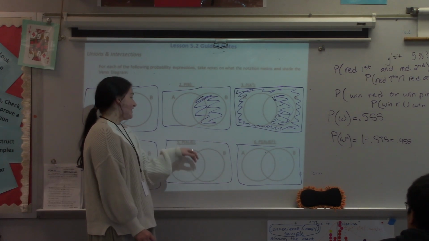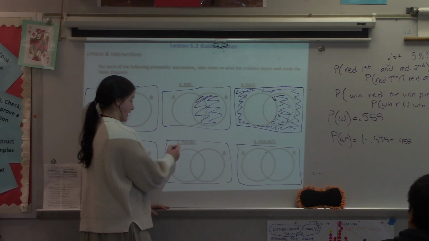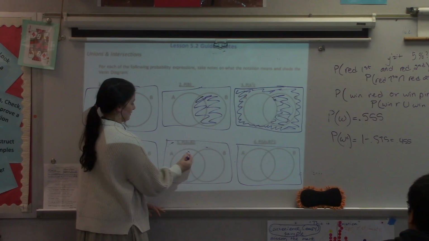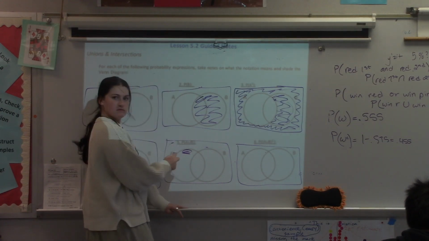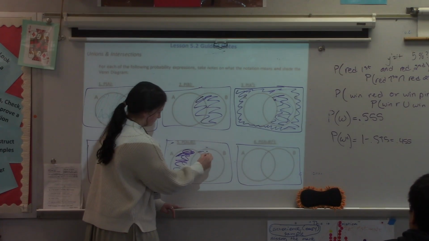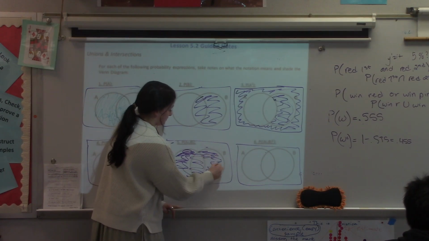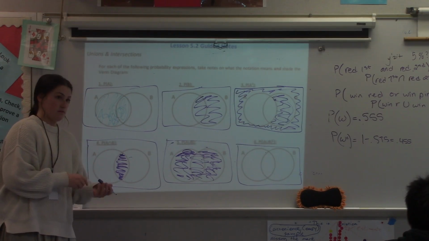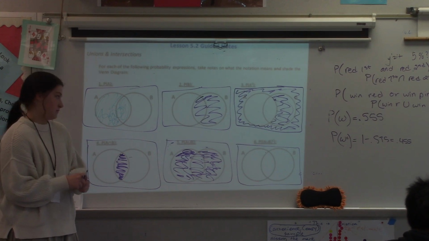What about A union B? Everything but the middle? No, it's the inside. So A and B, but not the part where they're touching? Yes, you want the part where A and B touch. So remember, A or B means it's A, or it's B, or it is both. That's the union. Perfect.